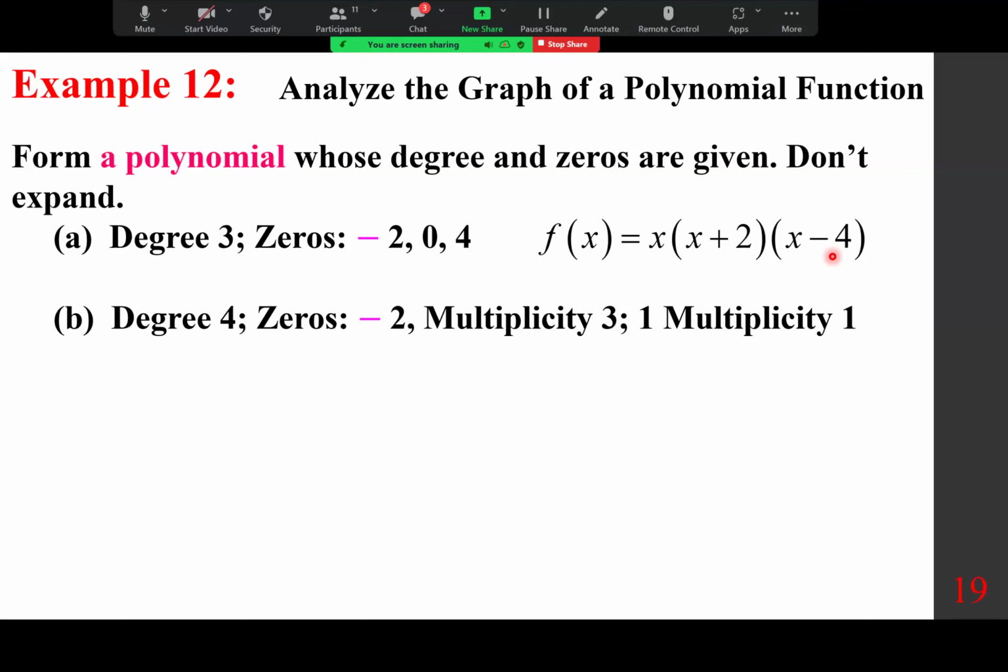Now, part B, zero of -2 with multiplicity 3. So this is x plus 2 cubed. And then zero of 1, multiplicity 1, x minus 1. So f of x is simply x plus 2 cubed because of multiplicity 3. And then x minus 1 and multiplicity 1.